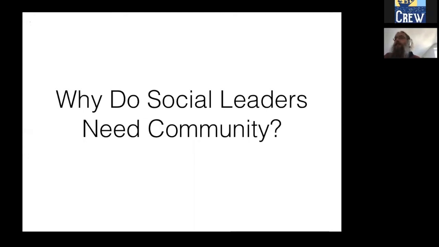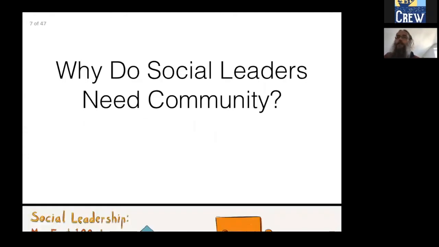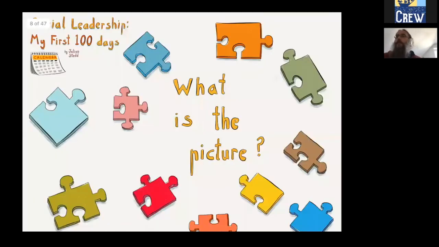So why do social leaders need a community? Well, I suppose one simple answer to that is because they're social leaders. If you're a formal leader, if you're a kind of tyrant, you probably don't need a community at all. You can just exercise your authority through your formal power. But the point of community for social leaders is to help them see the whole picture, to make sense of what's going on beyond their own personal viewpoint.